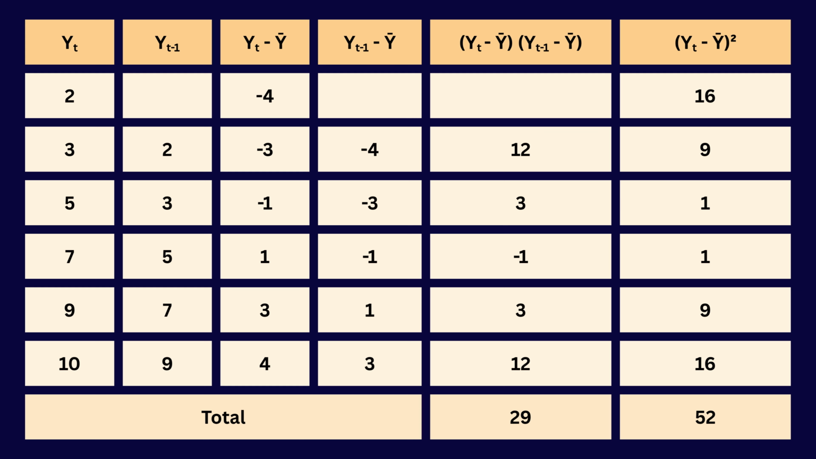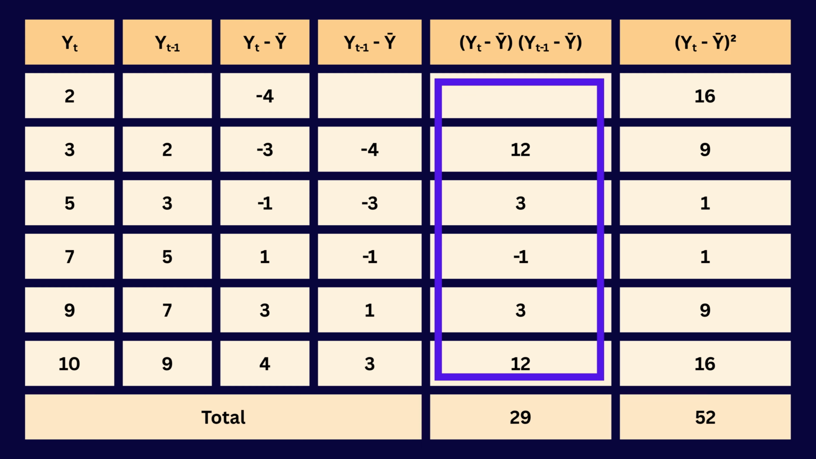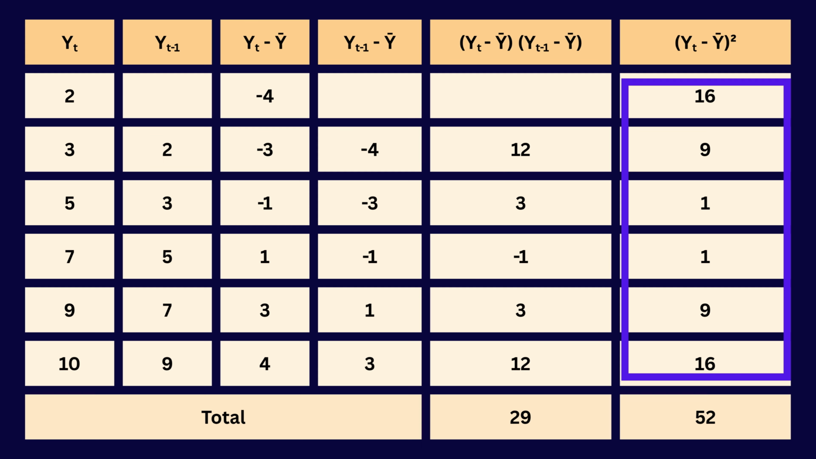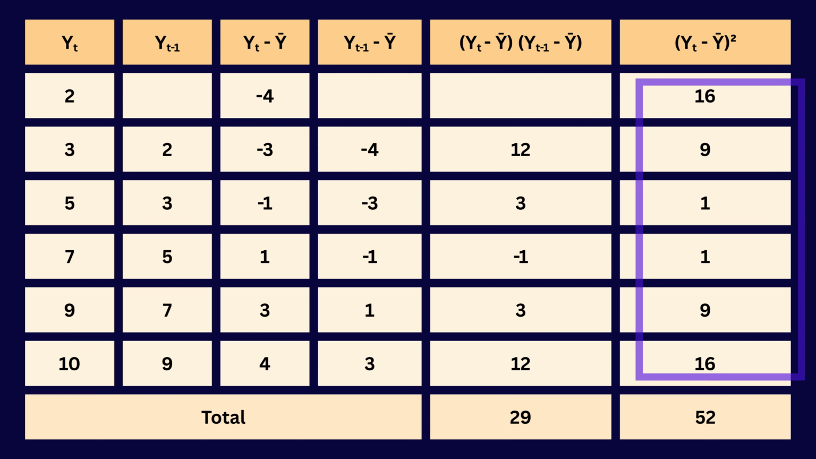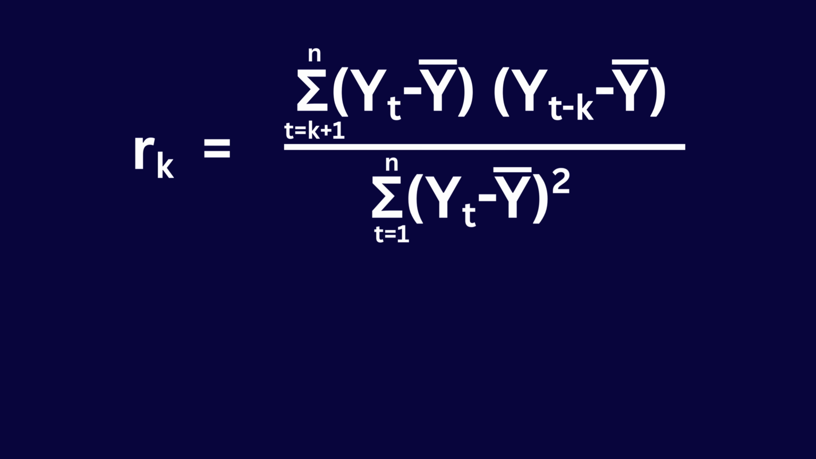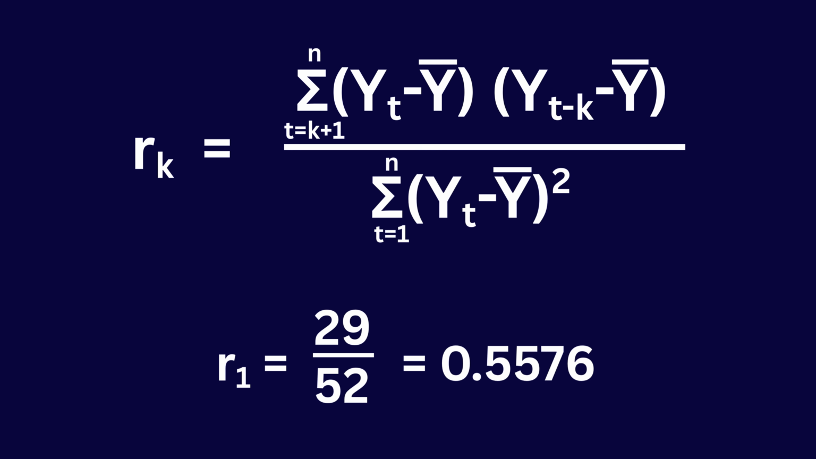After that, get the total of the fifth column and the last column. The sum of yt minus y bar multiplied by yt minus 1 minus y bar is 29, and the summation of yt minus y bar squared equals 52. So add the calculated values into our formula. It's 29 divided by 52 equals 0.5576. So our autocorrelation at lag 1 equals 0.5576.